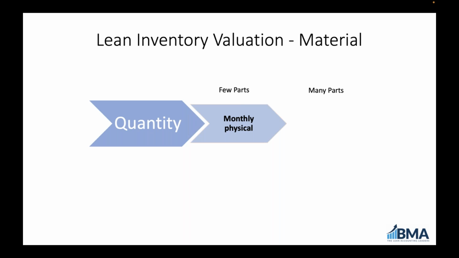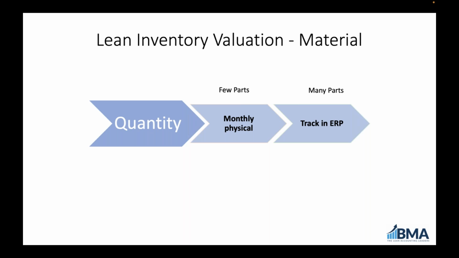So if you have few parts, in terms of measuring the quantity, you could do a monthly physical. You may not have to track everything, but if you have many parts, it makes a whole lot more sense to track inventory quantities in your ERP system. And most companies, I'd say, are on the right.